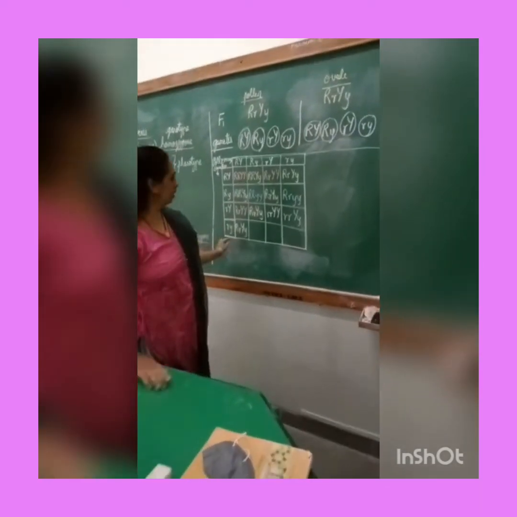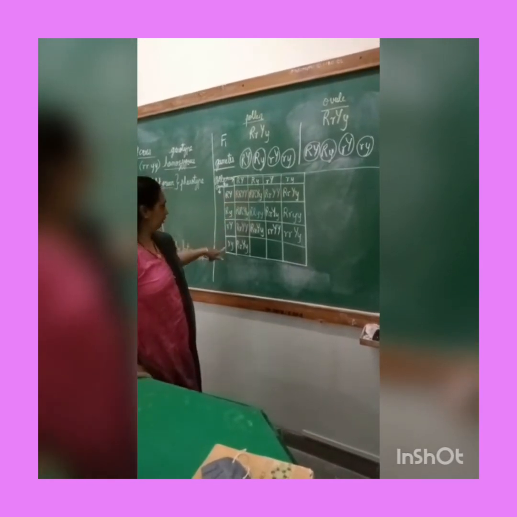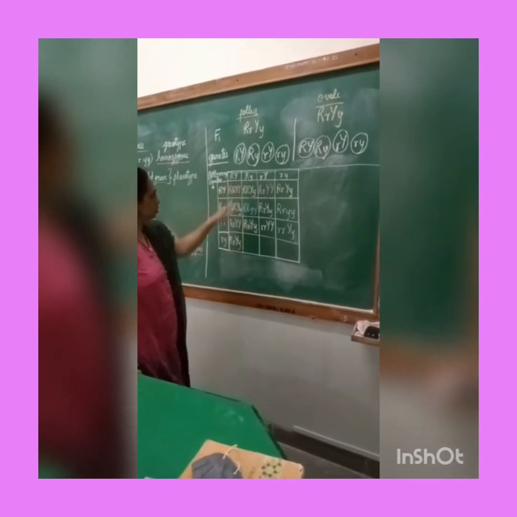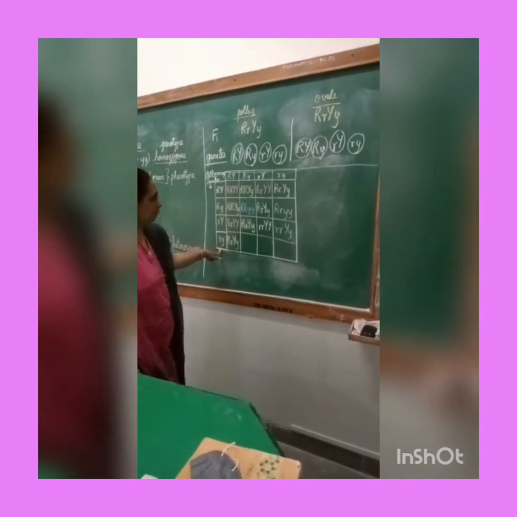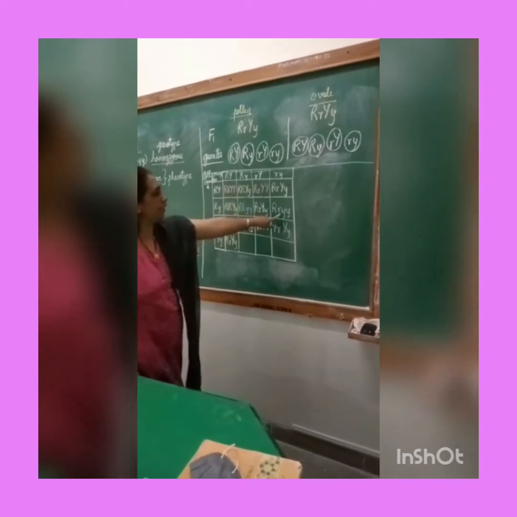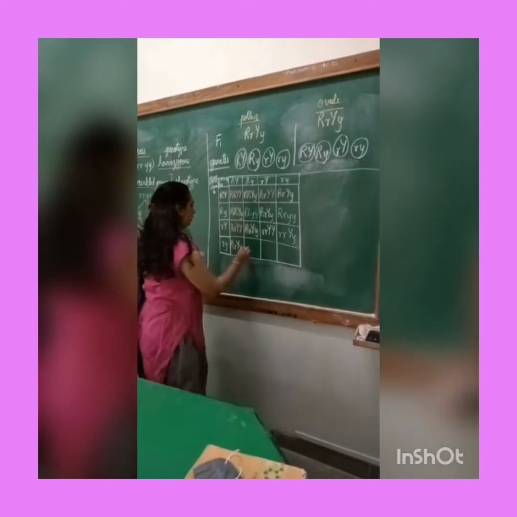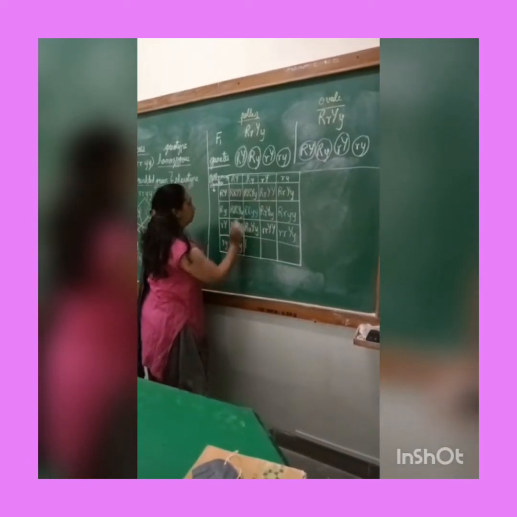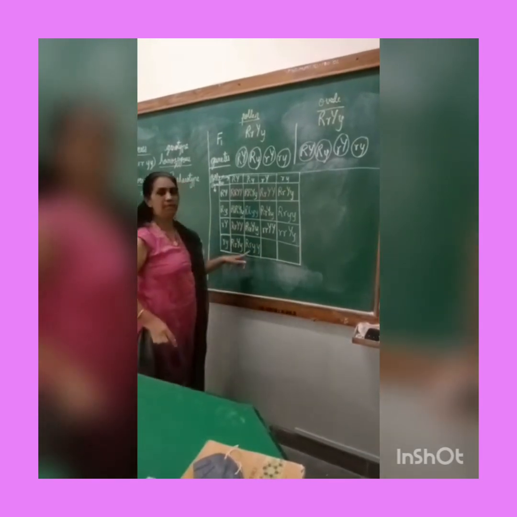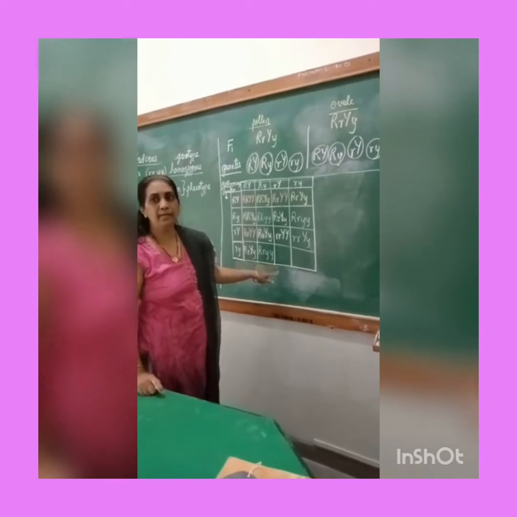Next combination of this ovule with this pollen grain. What will be the combination? 1 small r, 1 capital R and 2 small y. 1 capital R, 1 small r and 2 small y. We have got that combination over here. Yes? So let us write it. Capital R, small r and 2 small y. The seed will be rounded and green.